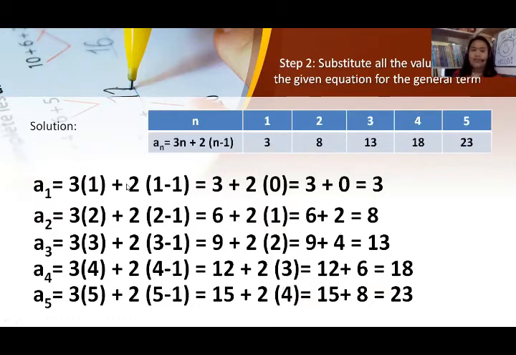And for our tables, dahil nakompleto at na-solve na natin yung ating first 5 terms, meron na tayo ngayon noong 5 numbers or yung sequence ng equation 3n plus 2 quantity n minus 1. So for the first term, we have 3. The second term is 8. The third term is 13. The fourth term is 18. And the fifth term is 23. Nasagot ba natin yung tanong kanina? Yes, because we were able to find the first 5 terms of this general equation.